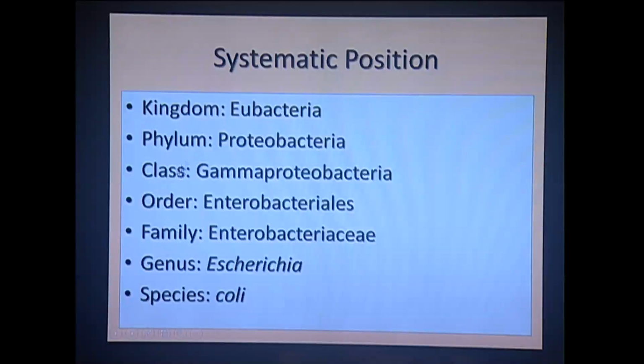The systematic position of E. coli or Escherichia coli: it belongs to kingdom Eubacteria, phylum Proteobacteria, class Gamma Proteobacteria, order Enterobacterales, family Enterobacteriaceae, the genus is Escherichia and the species is coli.